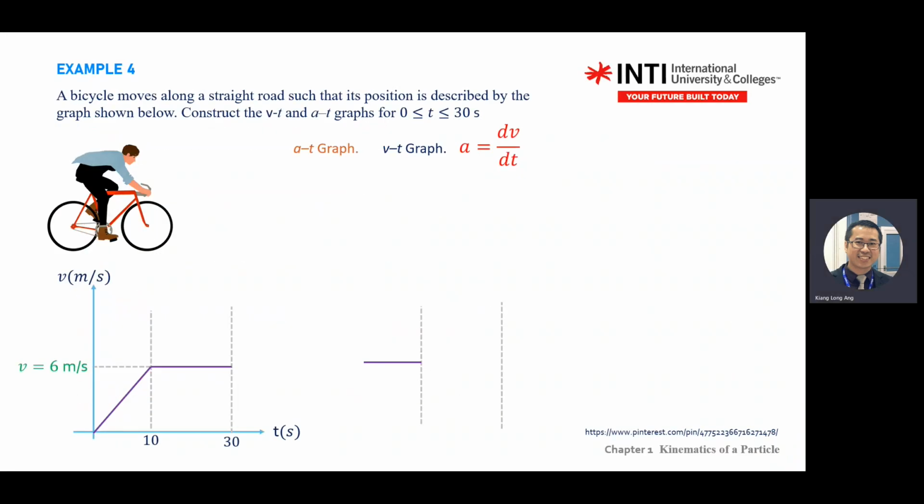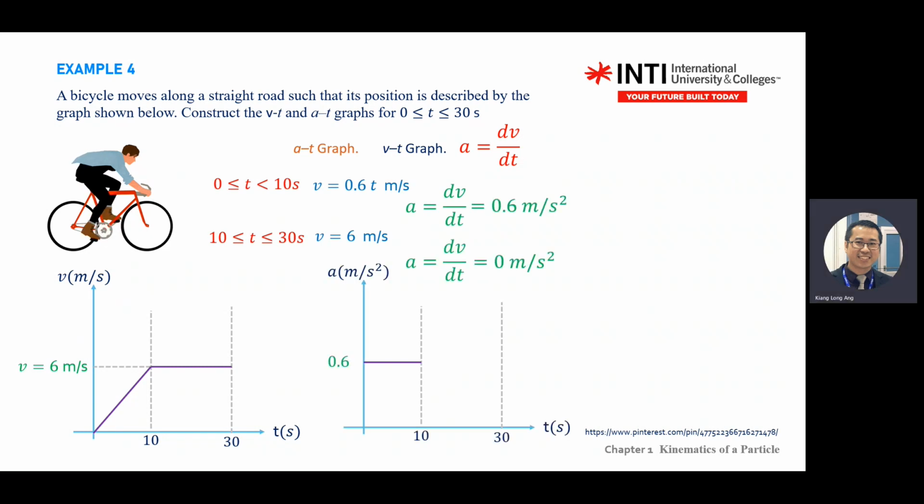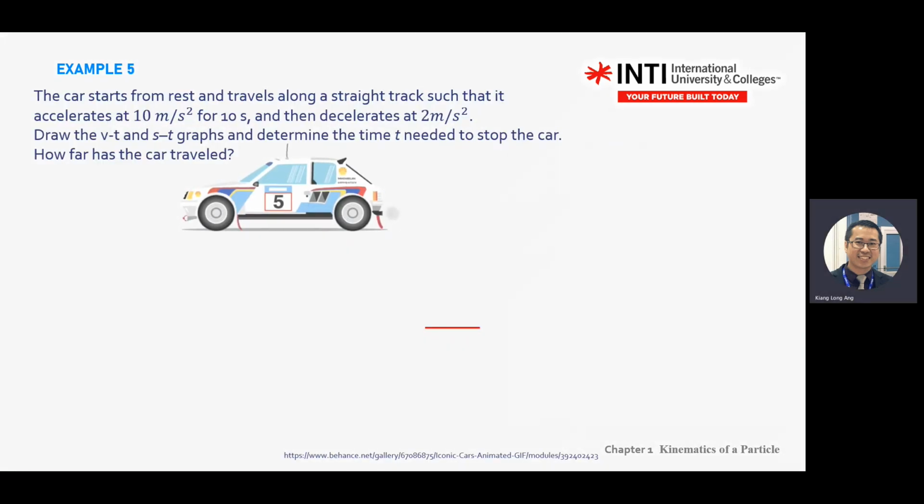Okay, last lecture, we stopped at this example. Then we go to example number 5. Okay, let's see if you're able to get the concept, huh?